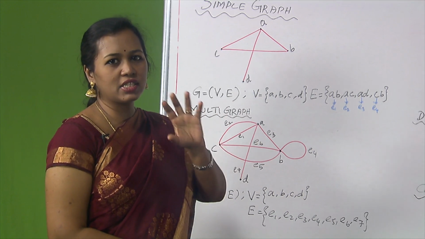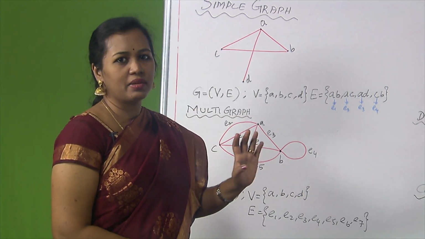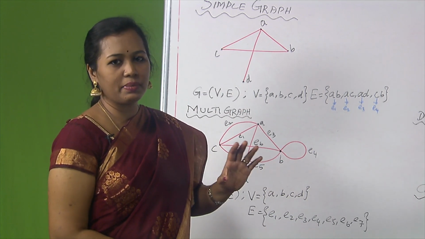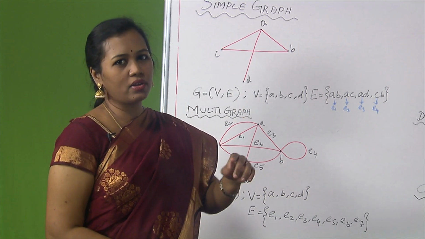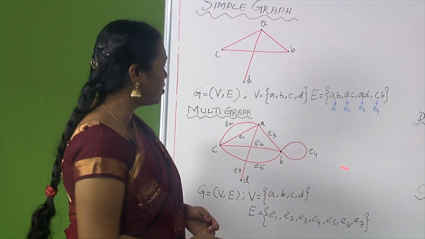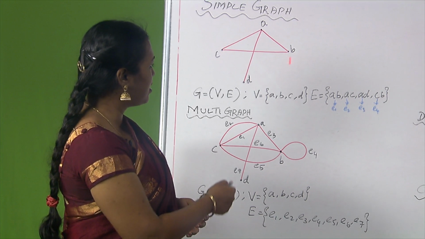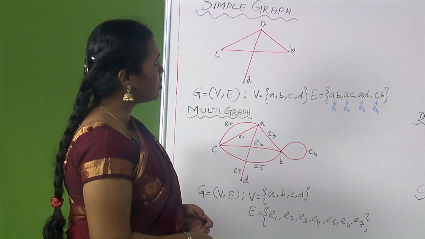Even if it has just a loop, it is said to be a multigraph, or even if it has only parallel edges, it is also said to be a multigraph. They can have either one or both of the characteristics. So, this is a multigraph and this is a simple graph. So, you can clearly make the distinction between these two types of graphs.